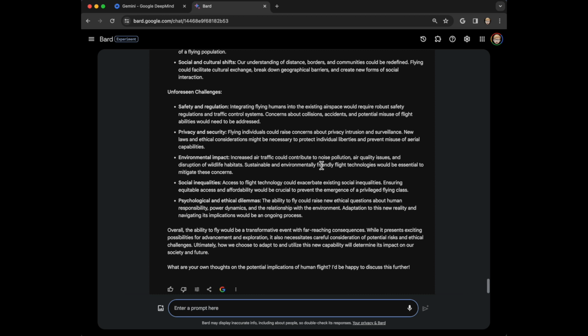That's one thing that I feel like Bard does a really good job of, breaking down content and structuring it in a way that it's very well organized. So unforeseen challenges, safety and regulation, privacy, security, environmental impact. And so it's very similar to the way it's responded in the past.